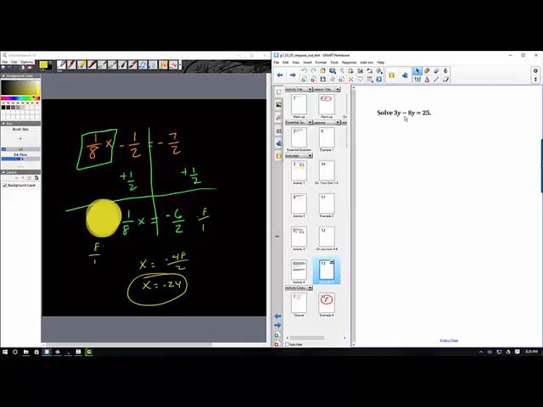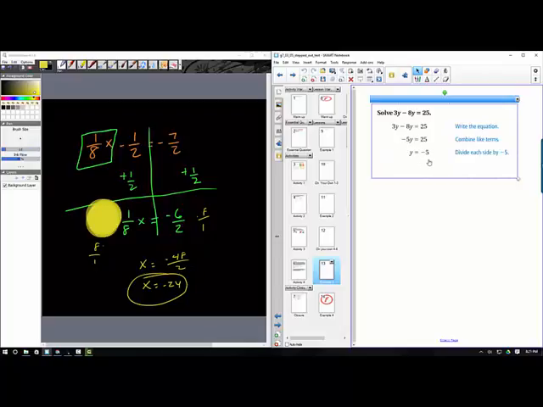Here's another example. Again, we're going to combine like terms here. So I have 3y and negative 8y, which is negative 5y. I would then divide by negative 5, so I have negative 5 as my answer. So I combine like terms. And then this is negative 5 over 1. I multiply it by 1 over negative 5 on both sides. And then the answer is negative 5.